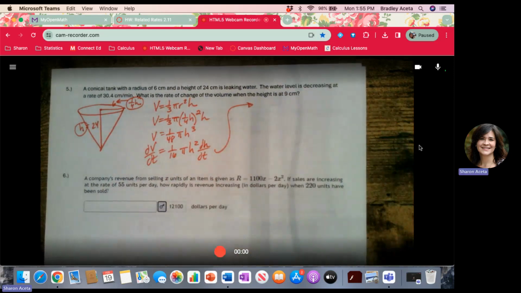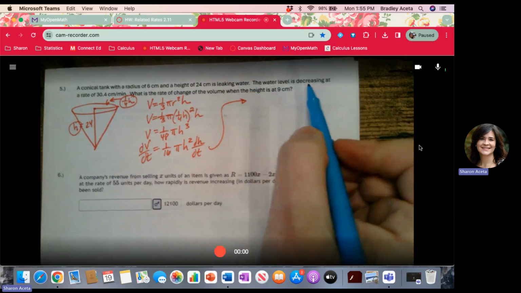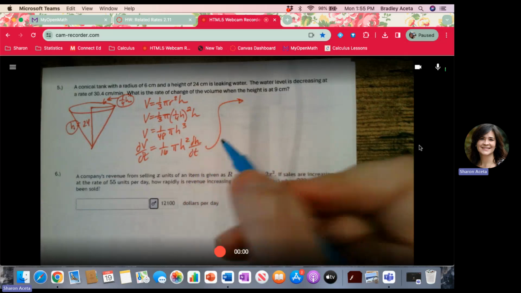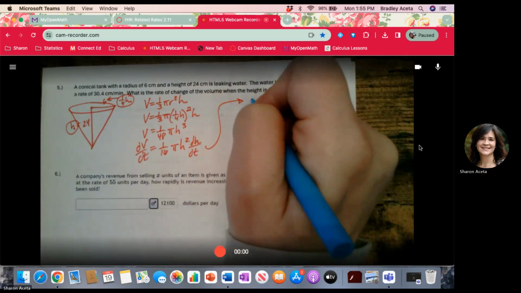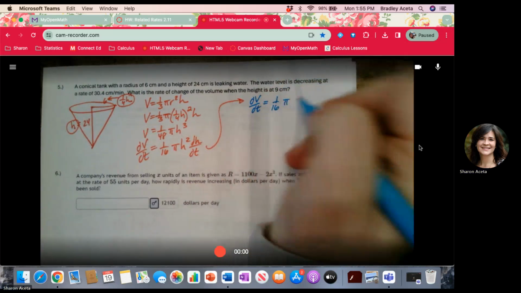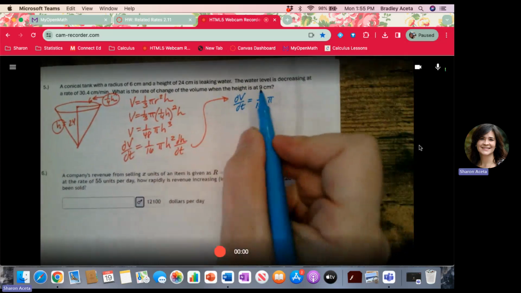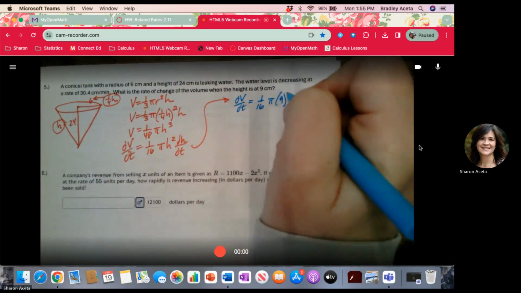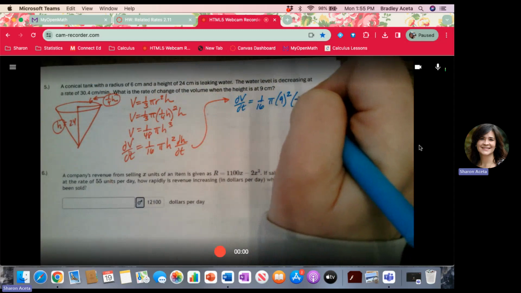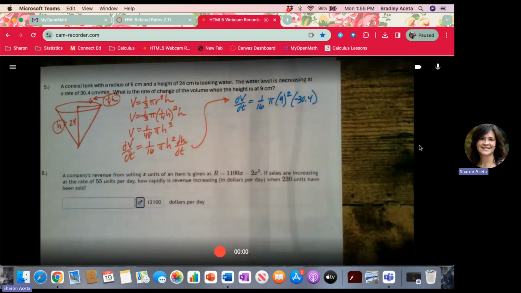And now I'm going to substitute in information that I know. Let's see. The water level is decreasing at a rate. The water level, that's the height right here, and it's decreasing. So we're going to find the volume. And the height is 9. And the water level is decreasing, so we're going to need to call it negative 30.4.